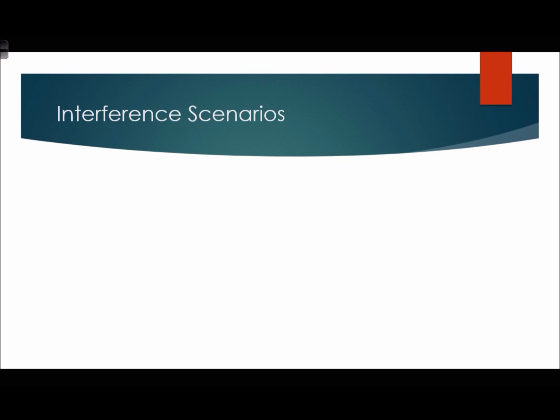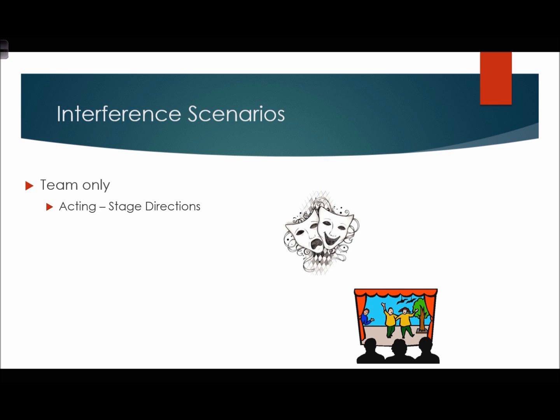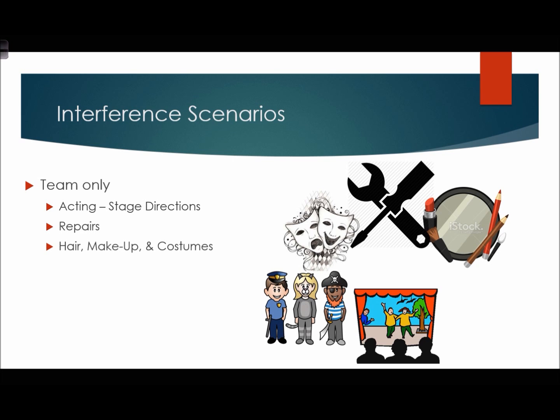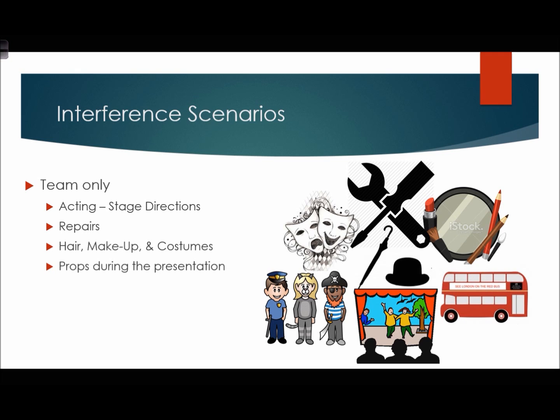The next set of scenarios involves people just trying to be helpful, but they are really interfering. At a dress rehearsal, adults and non-team members may not provide stage directions or acting suggestions. At tournament, all props and costume repairs should be done by the team members. Team members need to do their own hair, apply their own makeup, and put on their own costumes. Only the team can move props and settings from the launch area until after the presentation concludes.